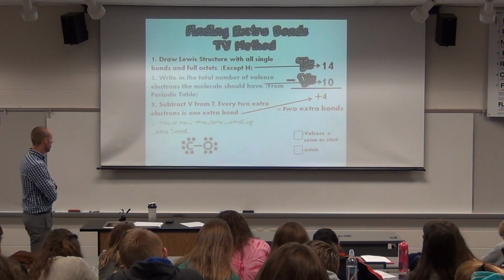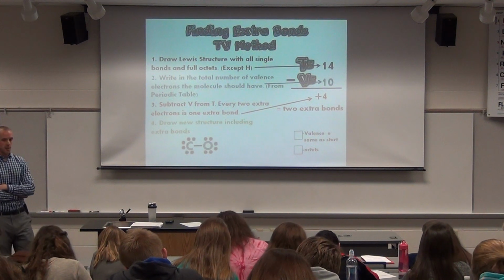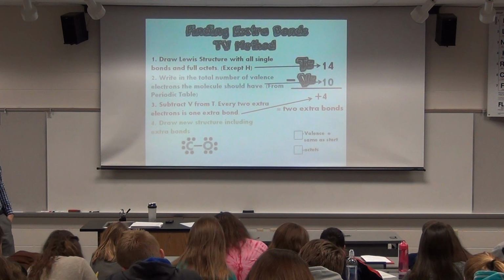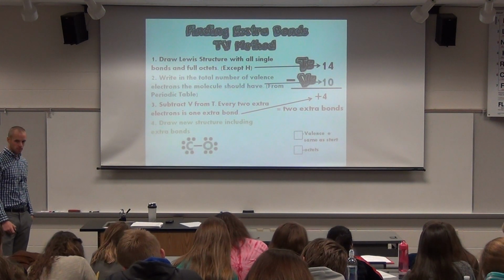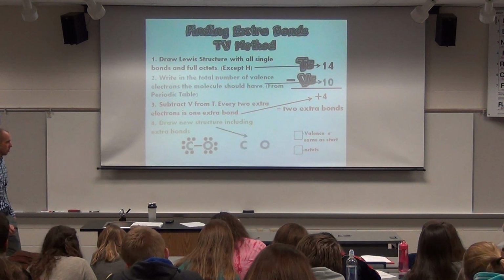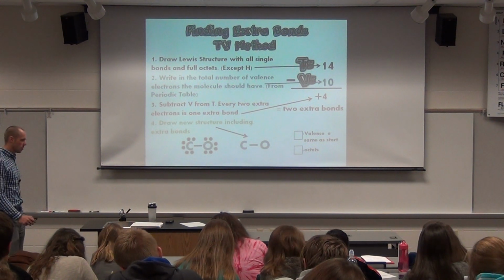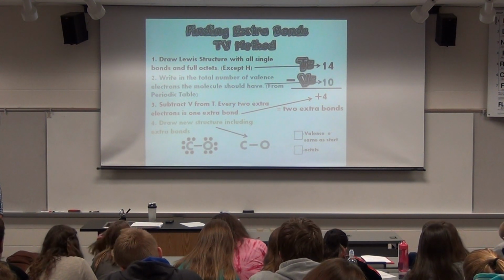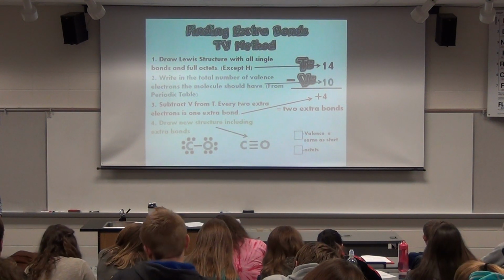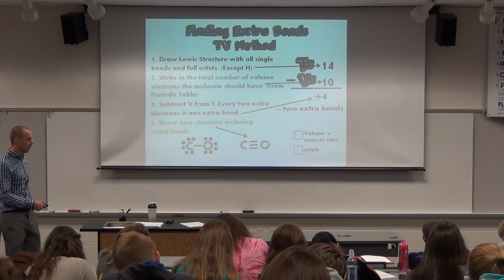The very last thing I do is draw the new structure, including my extra bonds. So now I redraw the entire structure. I put C, single bond to O. That's the first bond. Now I need 2 extra bonds. So there's my first extra bond, there's my second extra bond. That's called a triple bond.